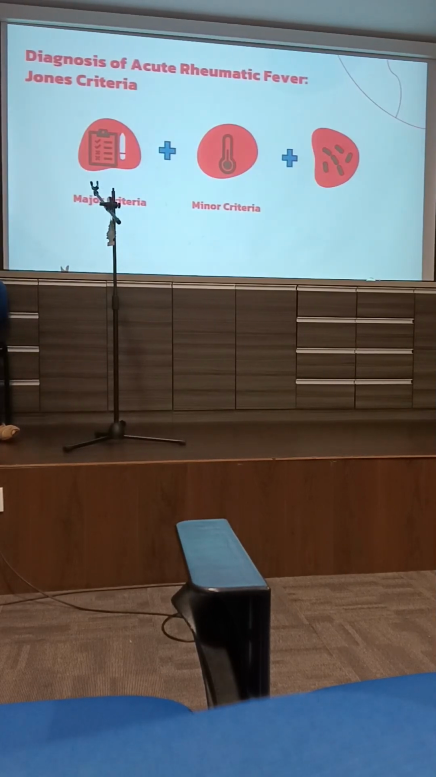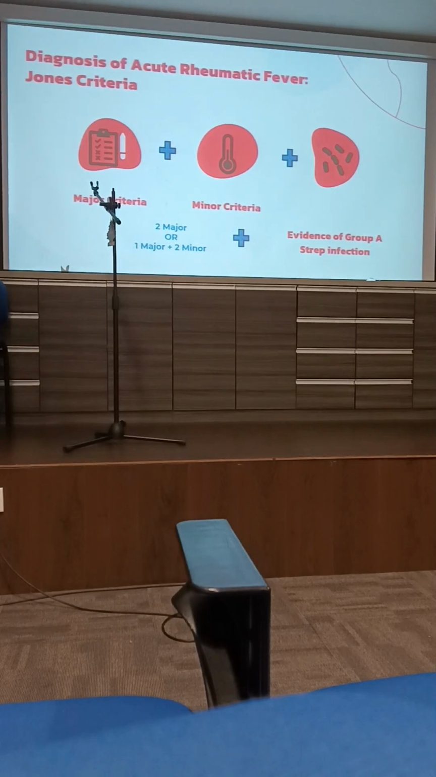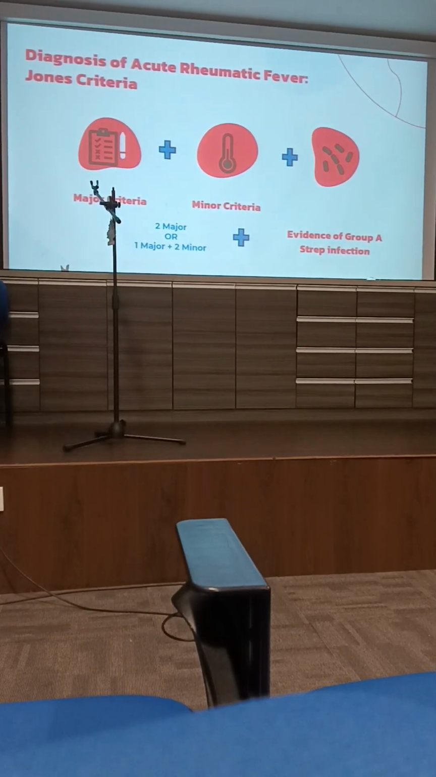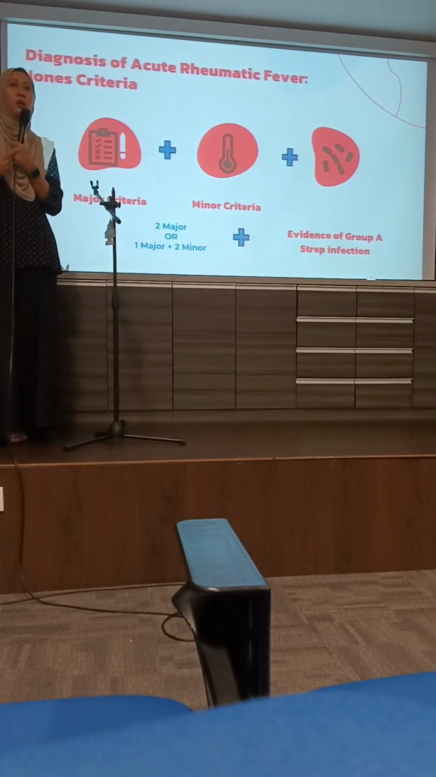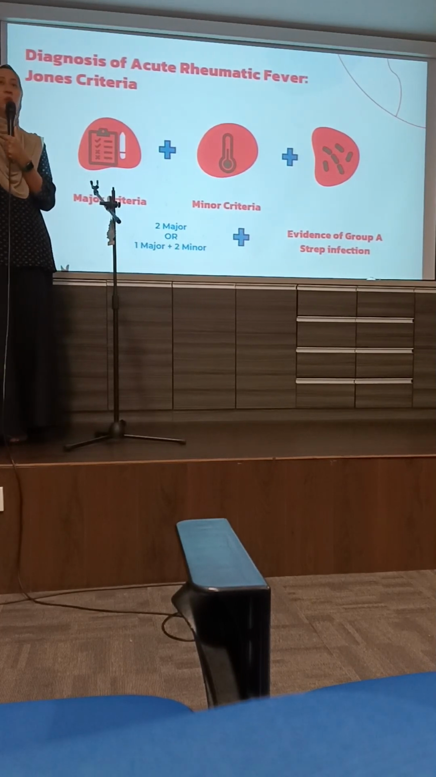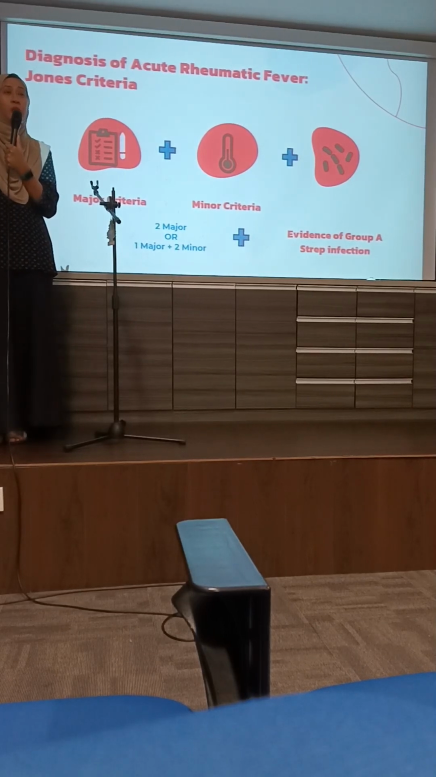Okay. So how do you diagnose acute rheumatic fever? The revised Jones criteria says that you have to have 2 major criteria, or 1 major plus 2 minor criteria, and you have to have evidence of group A strep infection. Okay? So it means you can't just take anyone who comes with a history of throat infection 2 weeks ago and joint pain and say, oh, this is definitely acute rheumatic fever. You can't. You have to fulfill the criteria first.